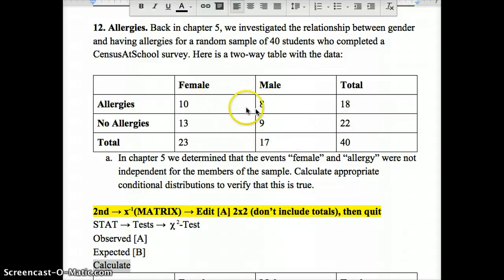Remember, rows minus 1 times columns minus 1, so essentially just one box that's free. Everything else is determined by that box and the total columns. And we end up with a really high p-value. What else it gives you, though, is the expected values. If you go back into the same function and go to edit, and instead just hit B, you'll find that under B you have all your expected values. So it's a nice shortcut once you already understand what's being done.